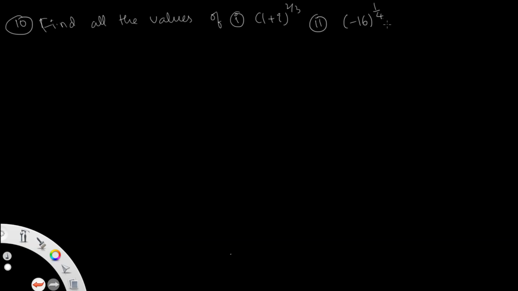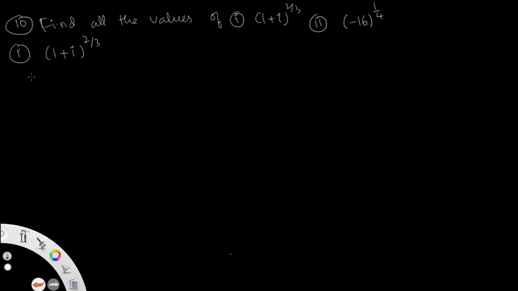Find all the values of: the first part is (1 plus i) whole to the power of 2 by 3, and the second part is (minus 16) whole to the power of 1 by 4. So the first question is to find all the values of (1 plus i) whole to the power of 2 by 3.